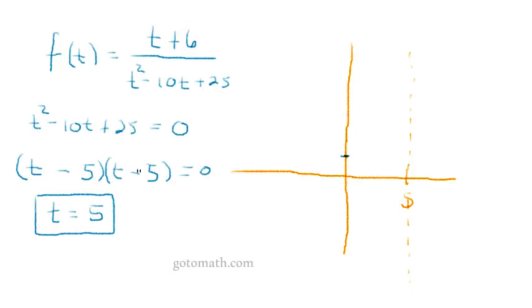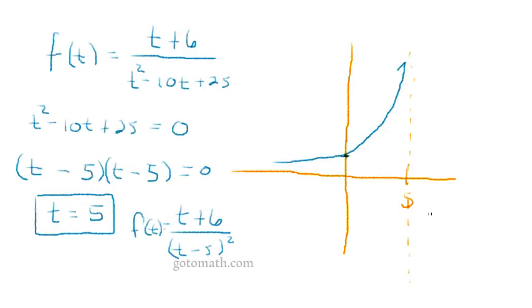There's another way of writing this denominator that maybe helps us see things a little clearer. We could also write it as f of t equals t plus 6 over (t minus 5) squared, because there's two of them. Question is, is it down here or up here? Well, we know the bottom is always squared, so that's going to be a positive number.